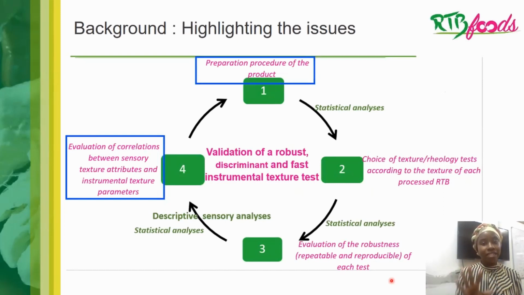Upon reflecting on our method, we recognized that these points, the preparation procedure of the product and the correlation between sensory texture and instrumental texture, were the most important that we had to focus on moving forward in our modification of the existing method at that time.